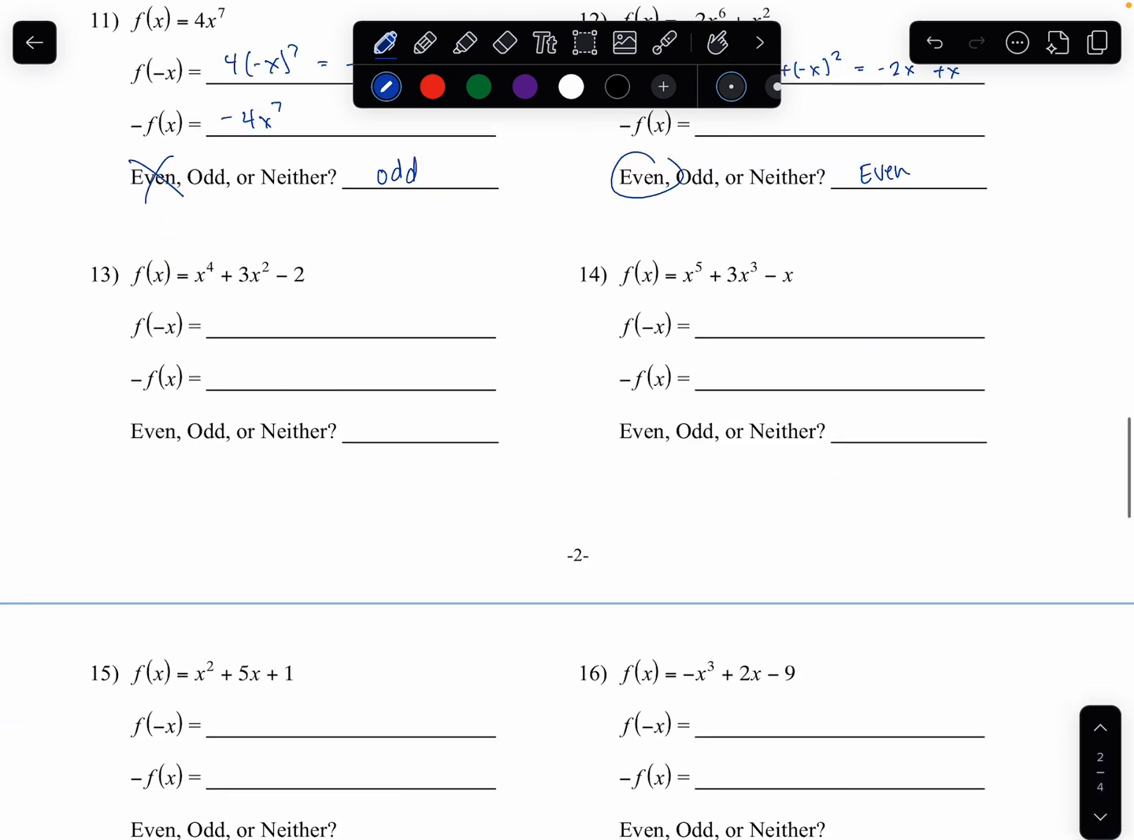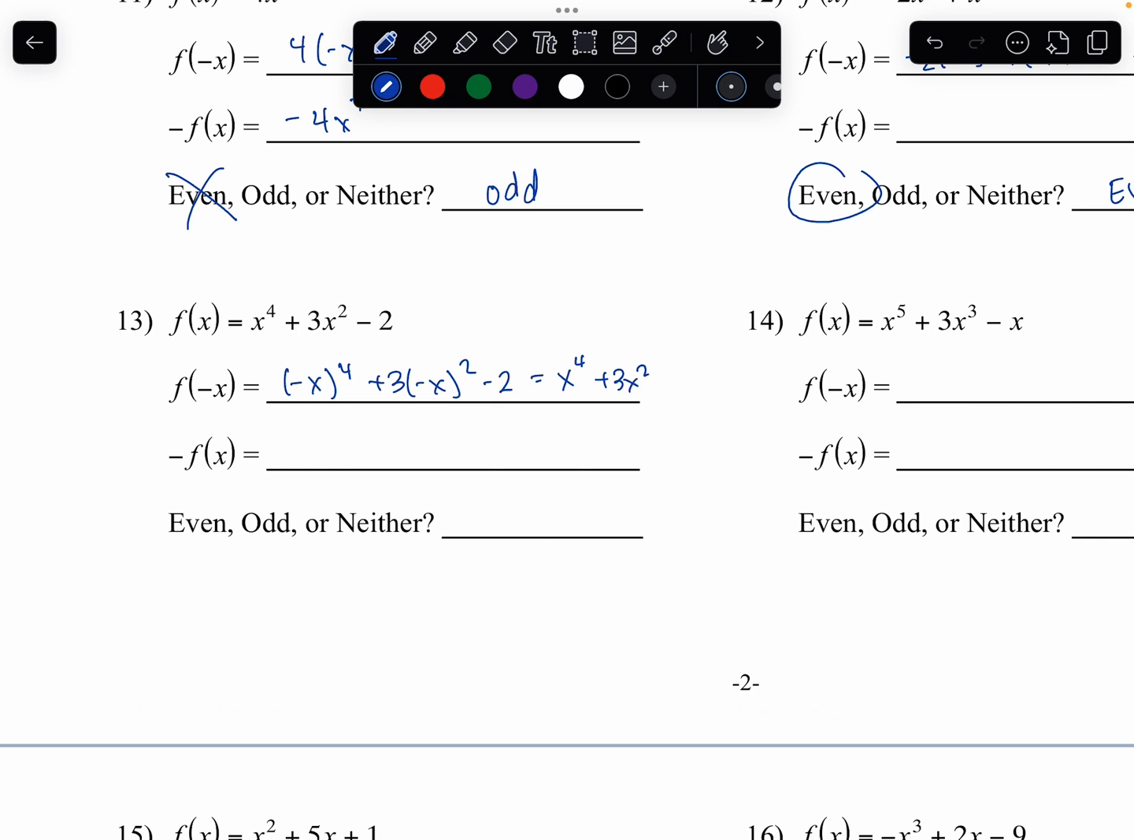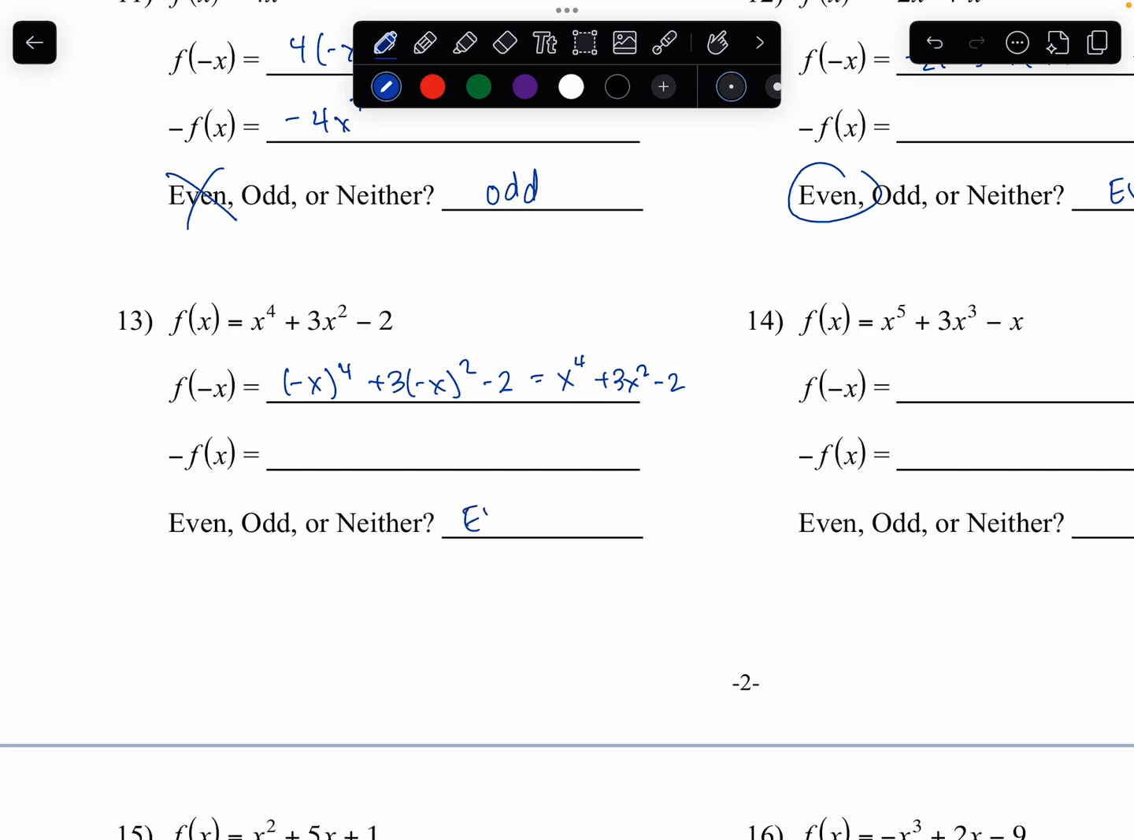Okay, so continue the process. So negative x to the 4th plus 3 times negative x squared minus 2. So that doesn't change, x to the 4th, still that, plus 3x squared, and that's still going to be negative 2. So this ends up being the same thing as it was before, so it is an even function.